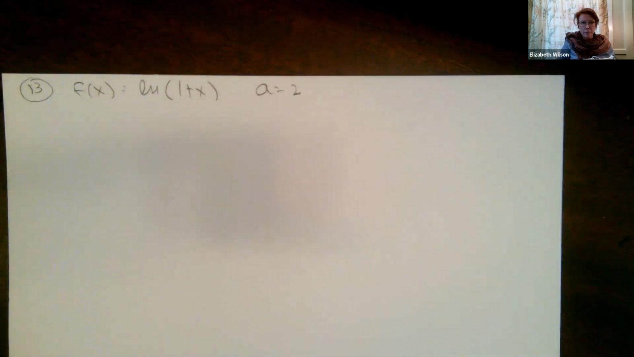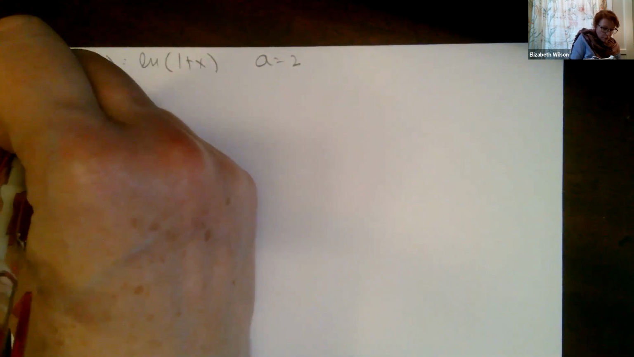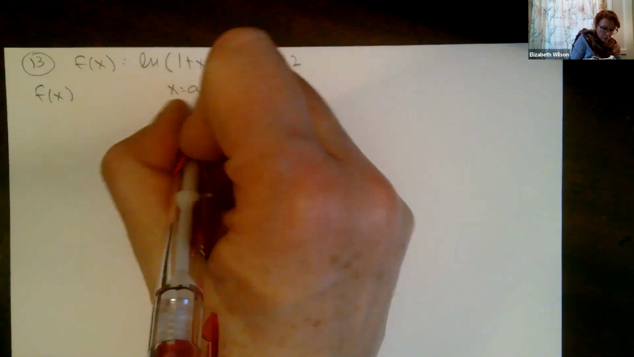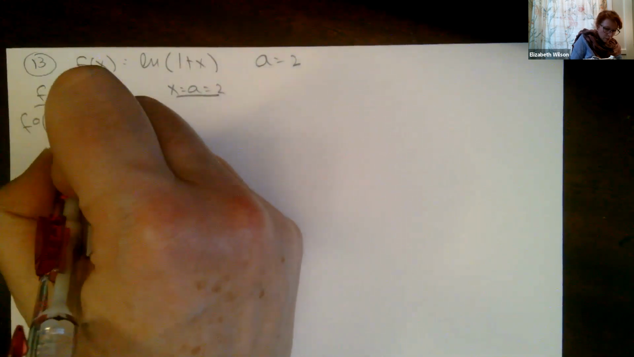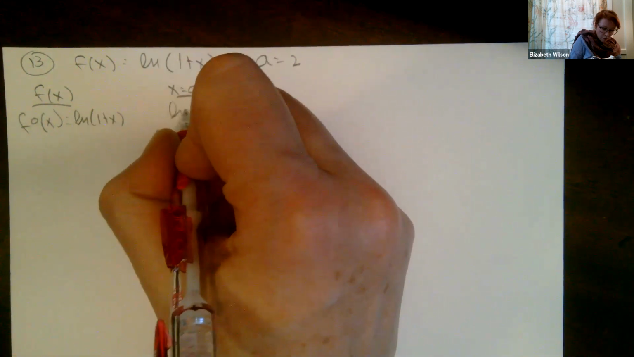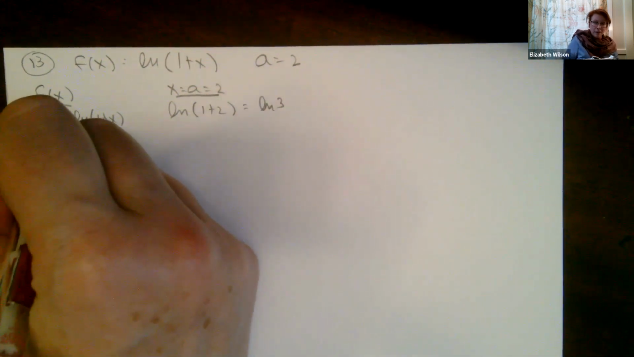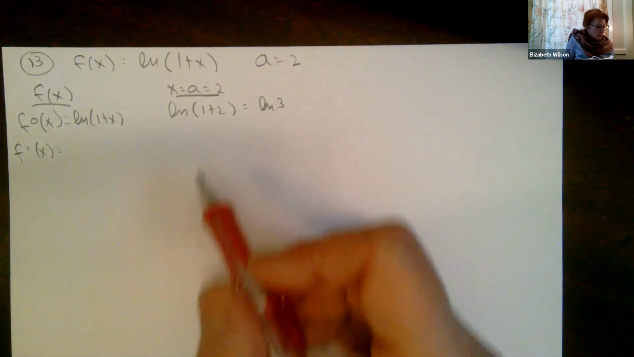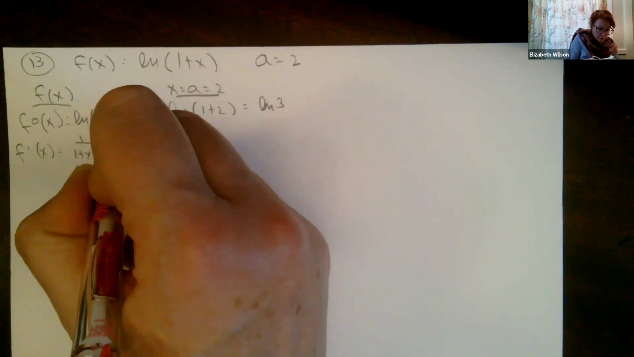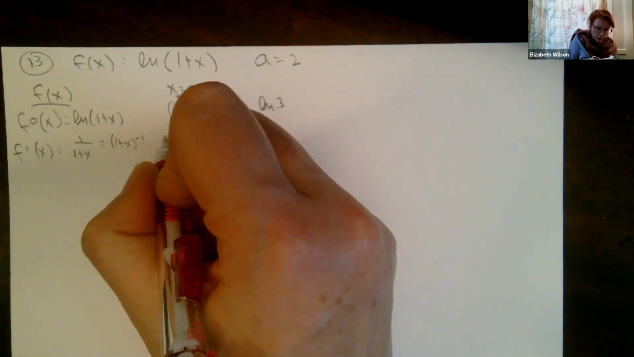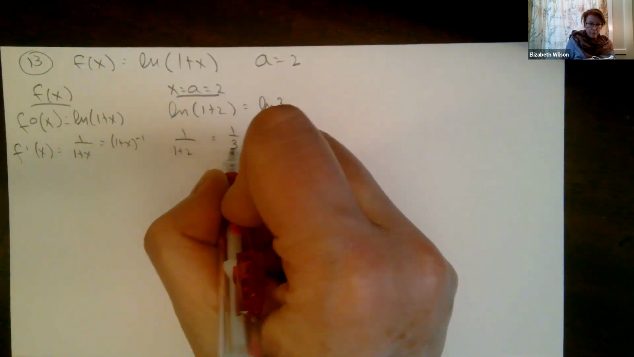So I'm going to set up my derivatives and my evaluations to create the Taylor series for it. My function, with x equals a equals 2: ln of 1 plus x is ln of 1 plus 2, which is ln of 3. We're used to thinking Maclaurin, where that first term is going to be 0, but look, it's ln of 3. My first derivative is 1 over 1 plus x, which let's write as 1 plus x to the minus 1. This becomes 1 over 1 plus 2, which is equal to 1/3, right?